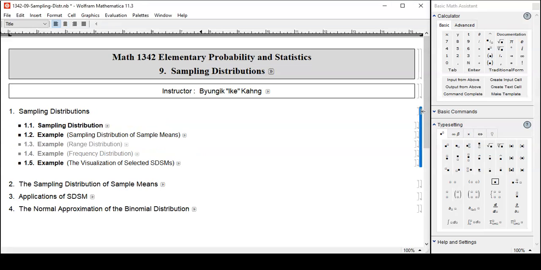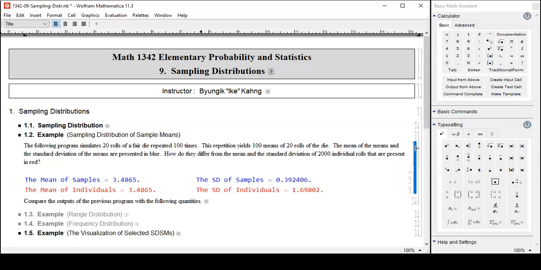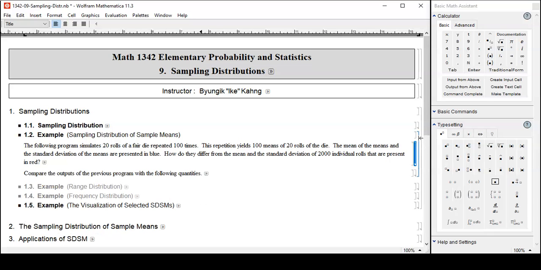Here's a short optional video attached to section 1. We went through example 1.2, which simulates 20 rolls of a fair die repeated 100 times, and the distribution of sample statistics, and in that case the sample statistic was the mean. So we are looking at the sampling distribution of sample means. The mean of those sample means and the standard deviation of those sample means were discussed here.